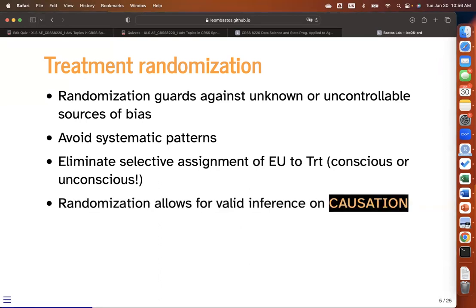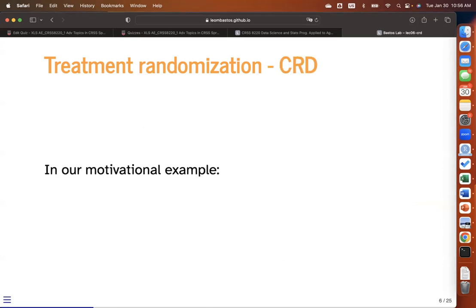And really, randomization is what allows for valid inference on causation. If we can randomize on homogeneous experimental material, that allows you to say, I changed this and that had an effect on this. I changed nitrogen rates and that had an effect on yield, rather than just having correlation.